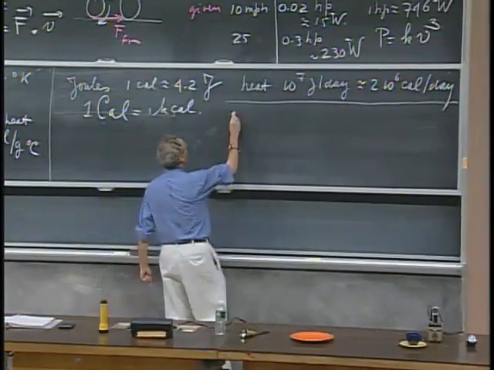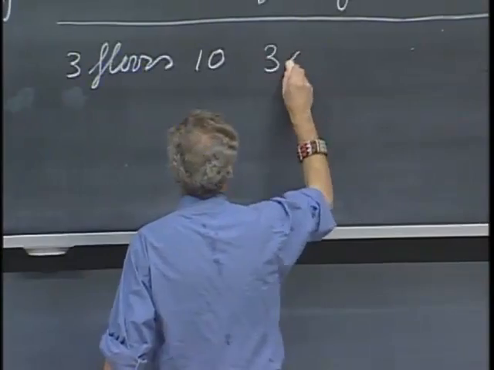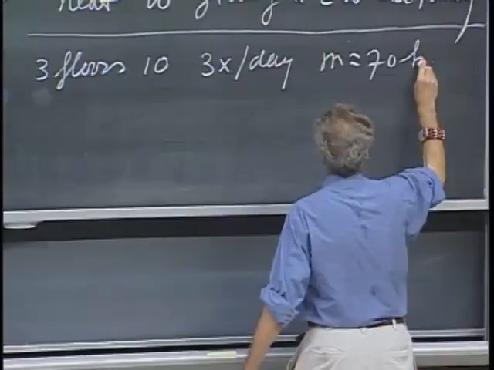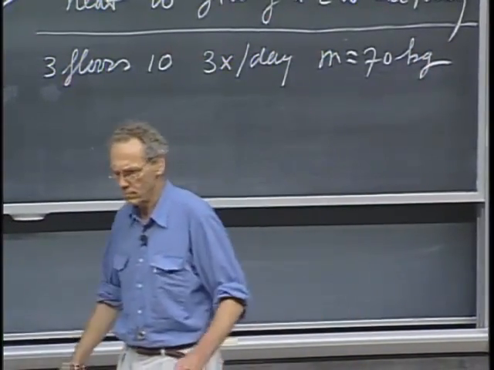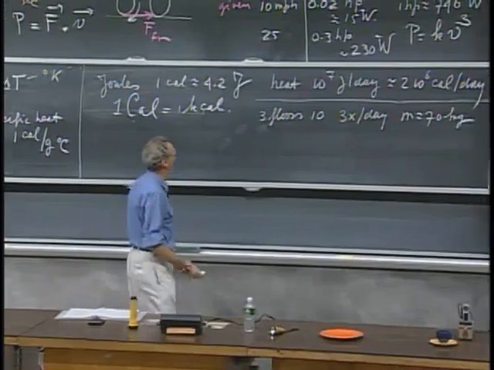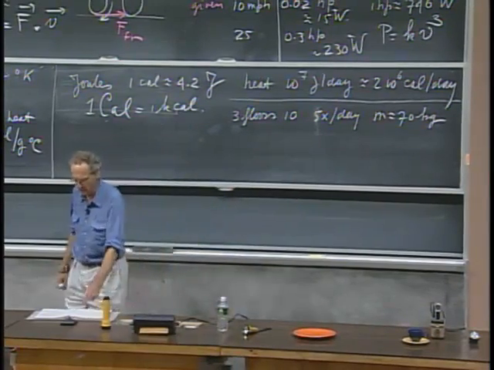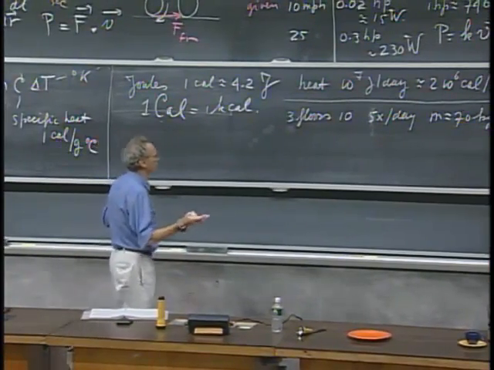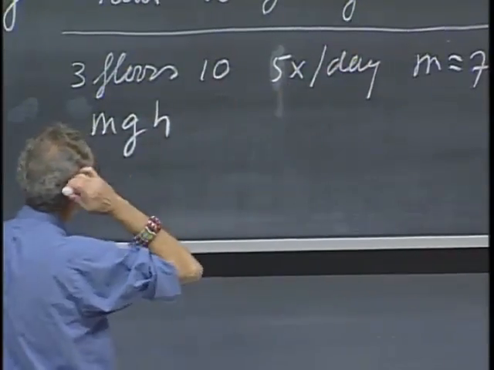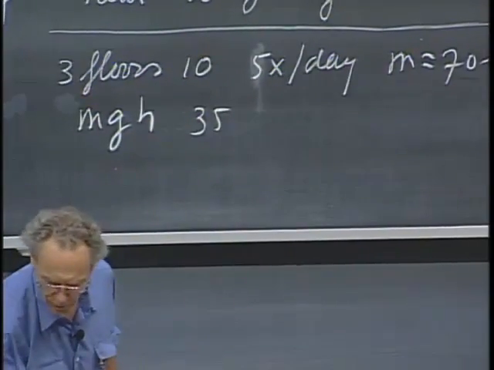Suppose we go up 3 floors. We walk up 3 floors, which is about 10 meters high. And let's say we do that 3 times per day. And let's give you a mass of about 70 kilograms. It's about my mass. How much work do I do when I do that 3 times? Oh, let me do it 5 times per day. Boy, I really go out of my way. 5 times per day, I go 3 floors up. Well, the amount of work that I do is mgh. The 10 meters have to be multiplied by 5 because I do it 5 times. And so I get 35,000 joules of work that I do.